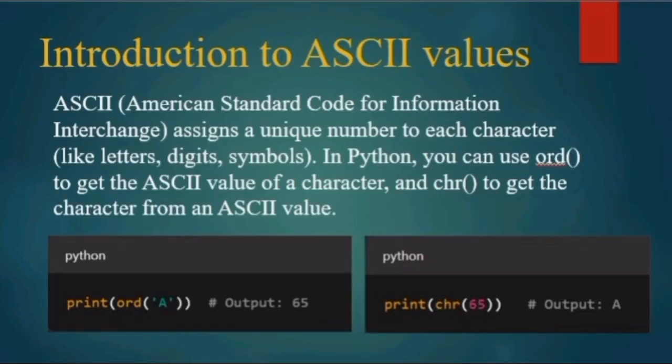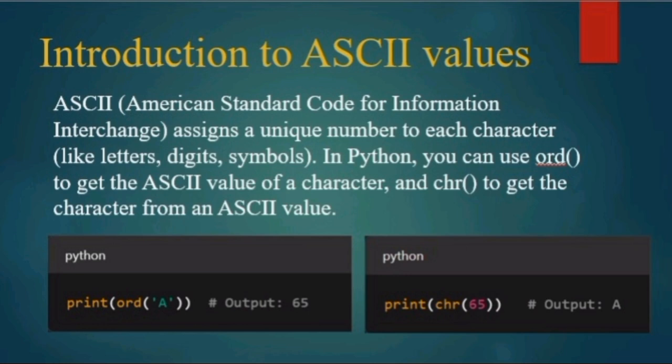This slide introduces ASCII values, which are unique numbers assigned to characters like letters, digits, and symbols. ASCII helps computers understand and store text using numbers. For example, the letter A has an ASCII value of 65, while B has 66, and so on. This system makes it easy for computers to process text efficiently.